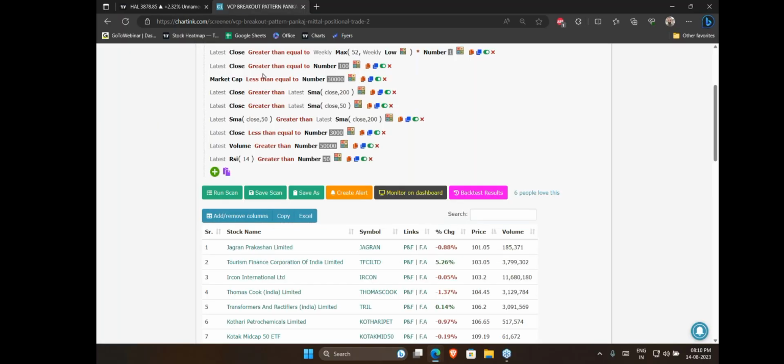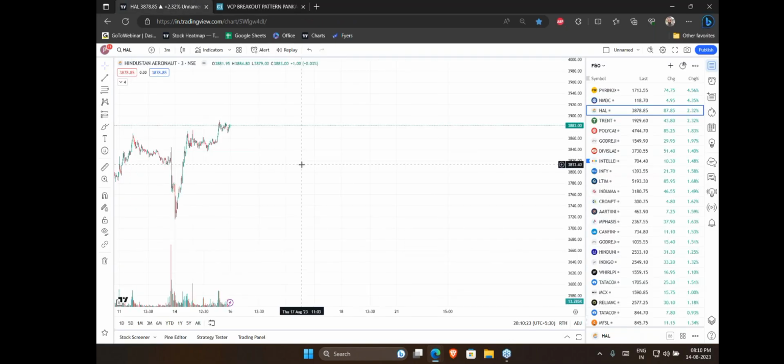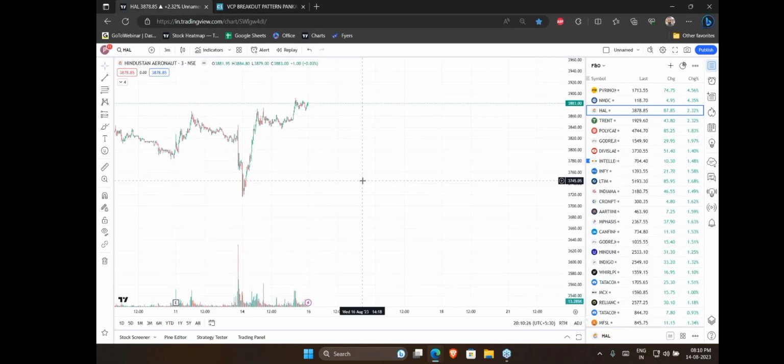It is not greater than, it is less than 30,000 crore. Let me tell you why. Basically we are focusing on low and mid caps.